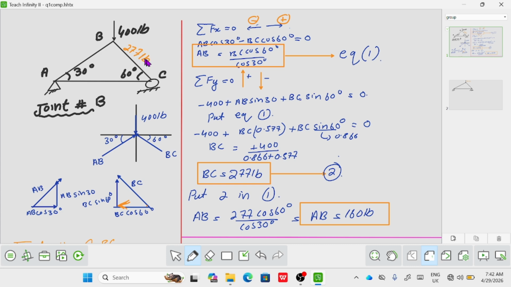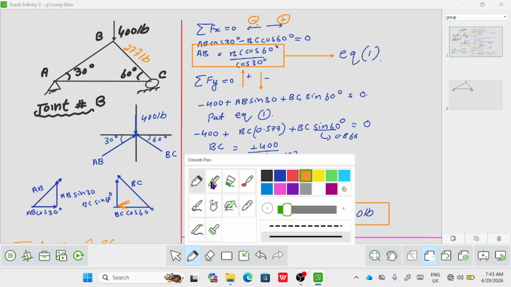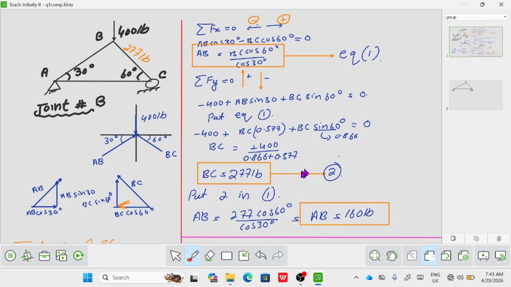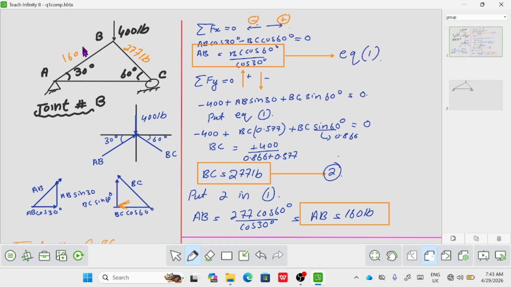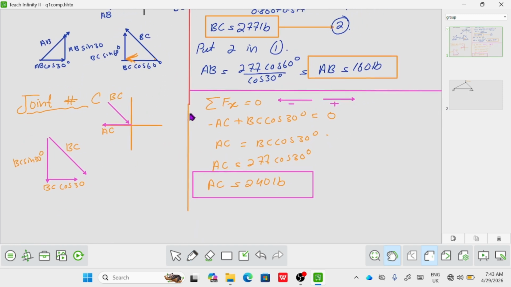Okay. After that, I will put this BC value into equation 1 to get the AB value. So AB equals, in place of BC, I will plug in 277. So 277 cos of 60 degrees divided by cos of 30 degrees. If you calculate it on your calculator, AB will become equal to 160 pounds. So the AB value is 160 pounds.